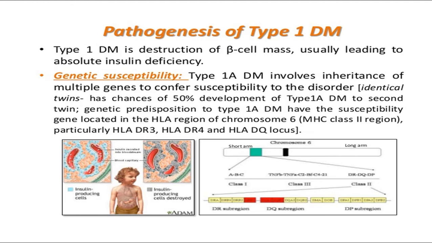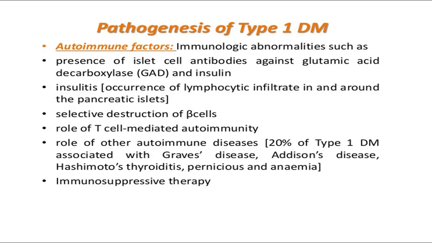In type 1 diabetes, there is a destruction of the beta cell mass. In genetic susceptibility, there are some HLA linkages like HLA-DR3, HLA-DR4 or the HLA-DQ locus, which predispose to type 1 diabetes mellitus. As an autoimmune factor, there is a presence of islet cell antibodies against glutamic acid decarboxylase (GAD) and insulin, which lead to type 1 diabetes mellitus.